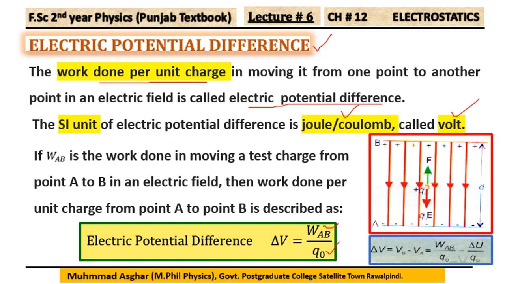If 1 joule of work is done by 1 coulomb charge, then the potential difference will be 1 volt. So now here we consider that if a charged particle is moving from negative to positive against the electric field as shown in the figure, this work done from A to B, WAB, on a unit charge is called electric potential difference.